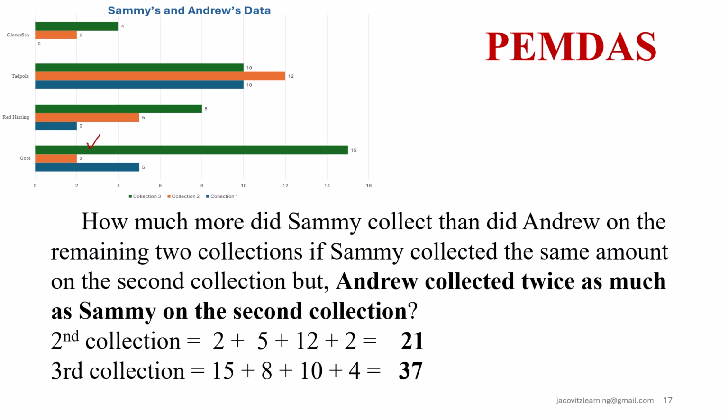So we have this 2, this 5, this 2 is the beginning, this 12, and this 2. 2 and 5 is 7, 7 and 12 is 19, and 19 plus 2 is 21. Okay? So now when we get ready to do the third collection, and that is the green one, we have 15. So that's here. We have 8. That's here. We have 10. And we have 4. 10 and 4 is 14.